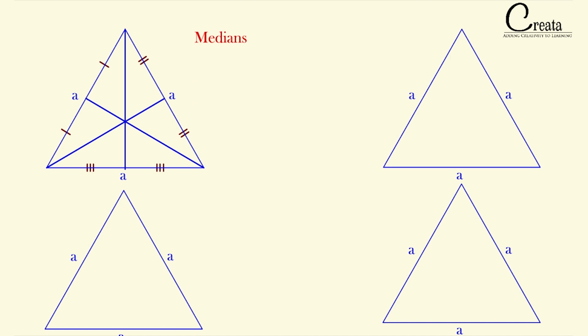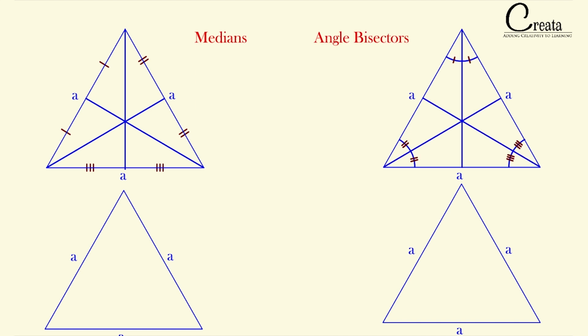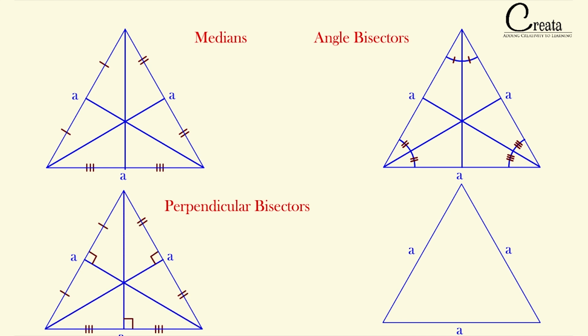Further, in the second triangle, we will draw the angle bisectors. These 3 are the angle bisectors, that is, these 3 lines are bisecting the 3 angles of the triangle. In the third triangle, we will draw the perpendicular bisectors. These 3 lines are the perpendicular bisectors, that is, these 3 lines are bisecting the 3 sides of the triangle, as well as being perpendicular to the 3 sides of the triangle. We got the 3 perpendicular bisectors also.